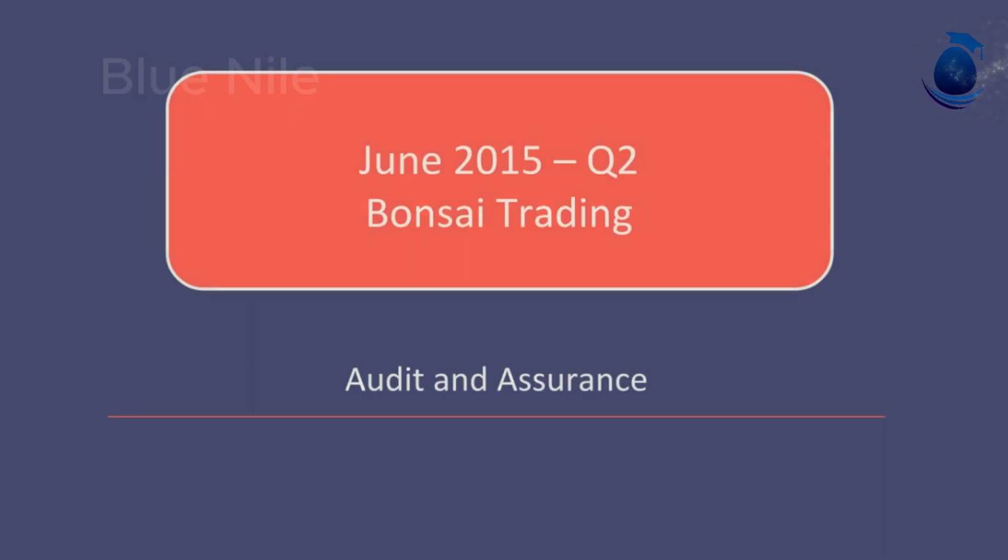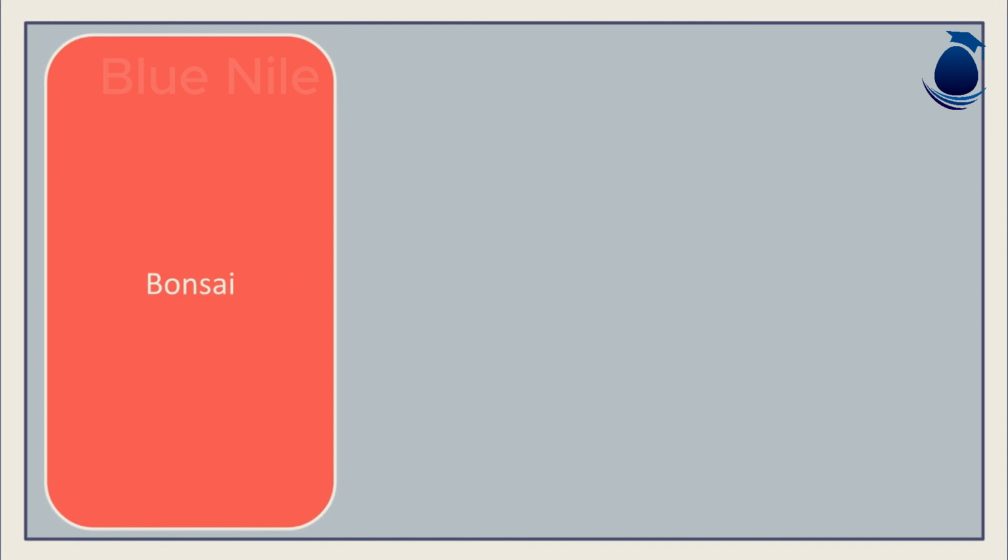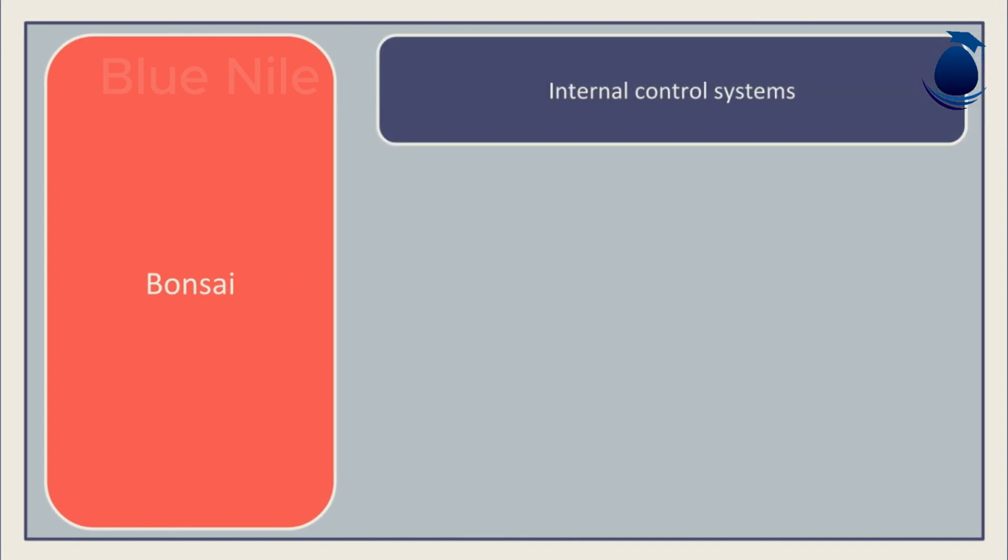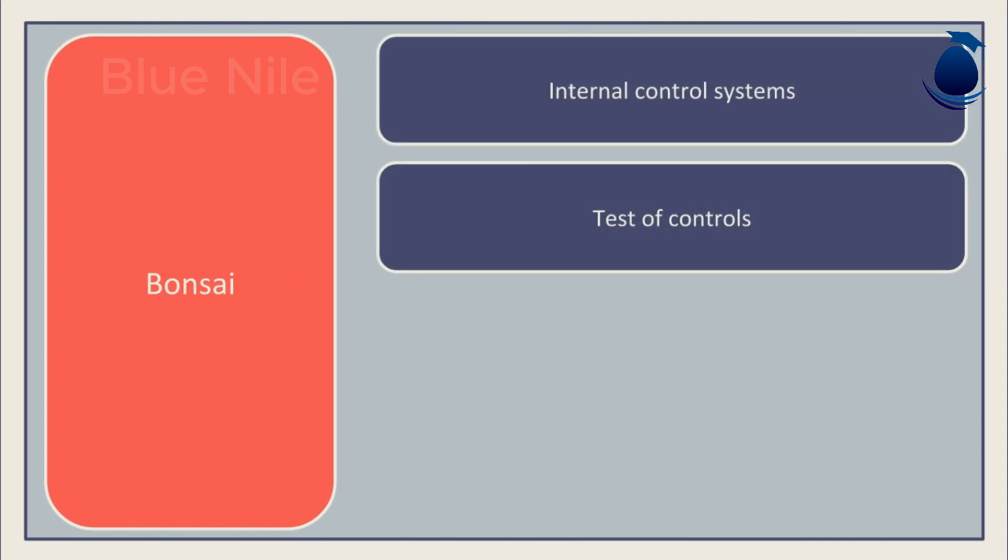Let's take a look at a big question. We are going to look at a question called Bonsai Trading. This is question 2 from the June 2015 exam and is for 10 marks. This question covers internal control systems and tests of control. Both areas are within the control systems area of the syllabus.